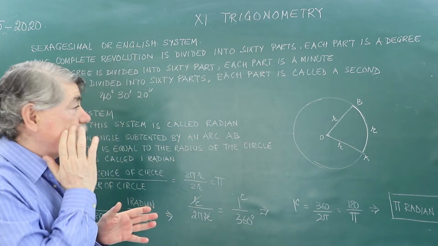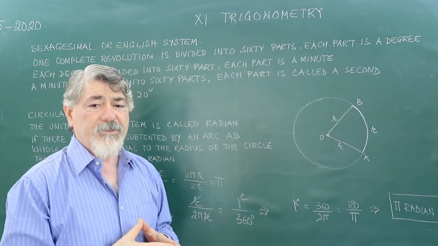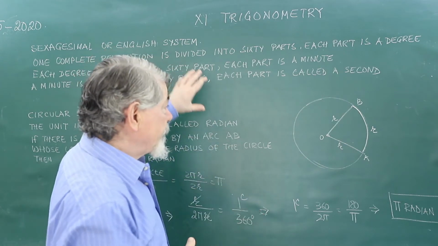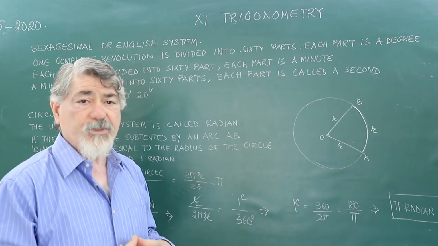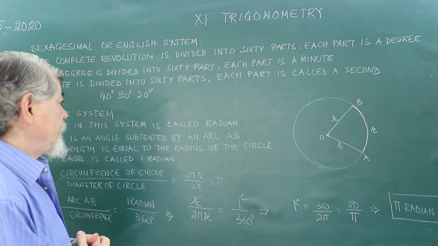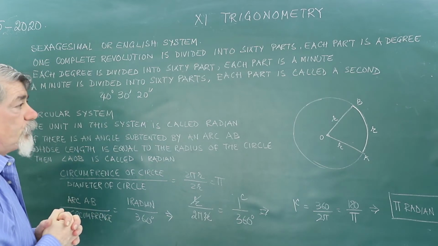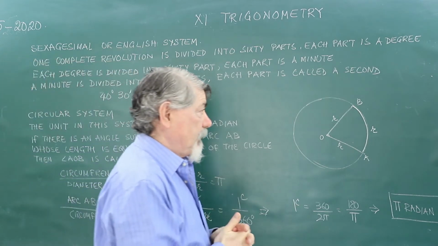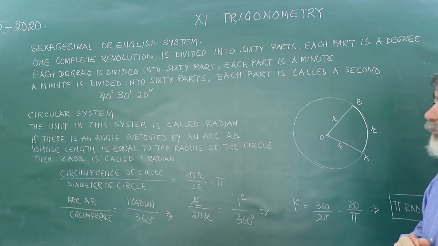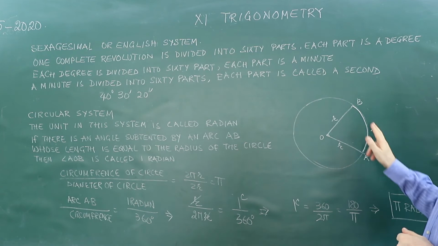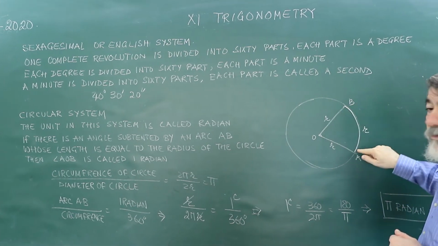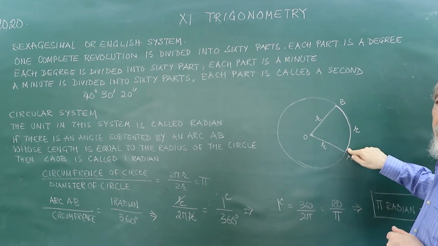This addition and subtraction you have already done in junior school. I'm not going to discuss it because it has not much significance to our present topic. The most important thing in this is the circular system. In the circular system, the unit is called a radian. I have drawn a circle here of radius r unit, and this arc is also of the length r.